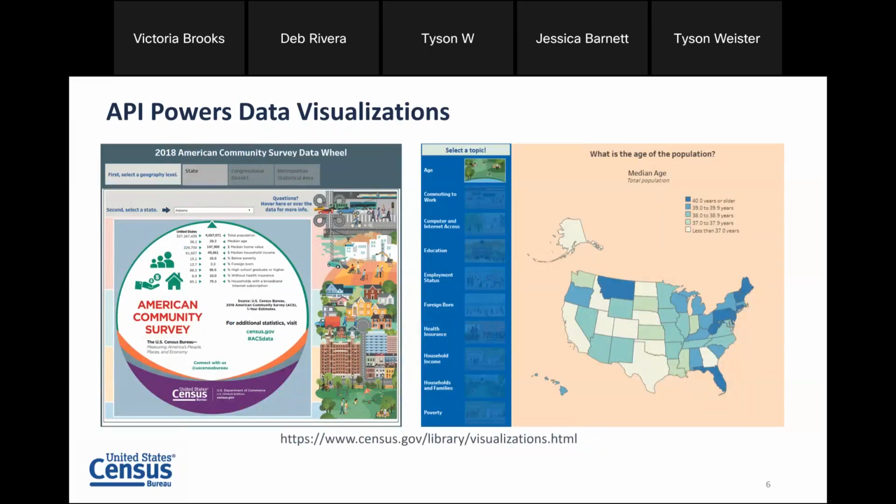And we also use the API at the Census Bureau to create data visualizations. I've posted just a couple of examples here on screen for you. One is the American Community Survey data wheel that has some popular statistics for various geographies, the online version of that. And then on the right-hand side is another visualization about what you can learn from the American Community Survey for popular topics, and it shows you a map at the state level.